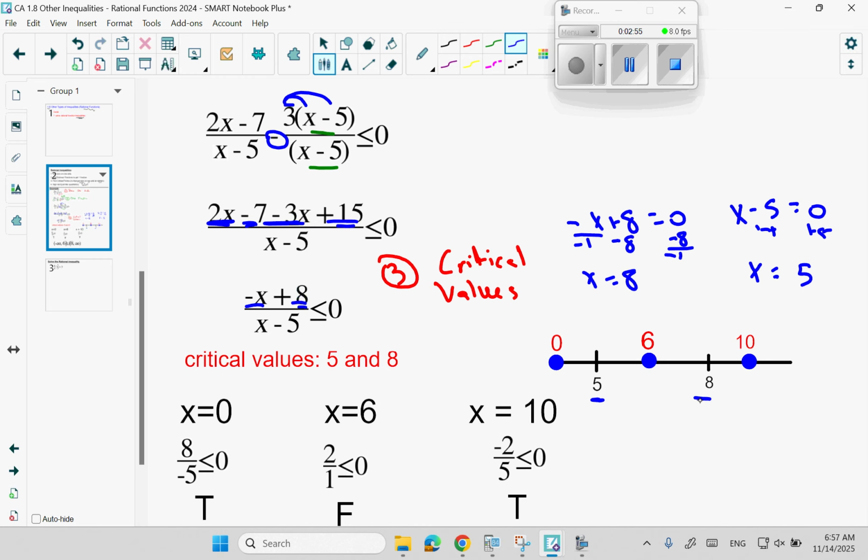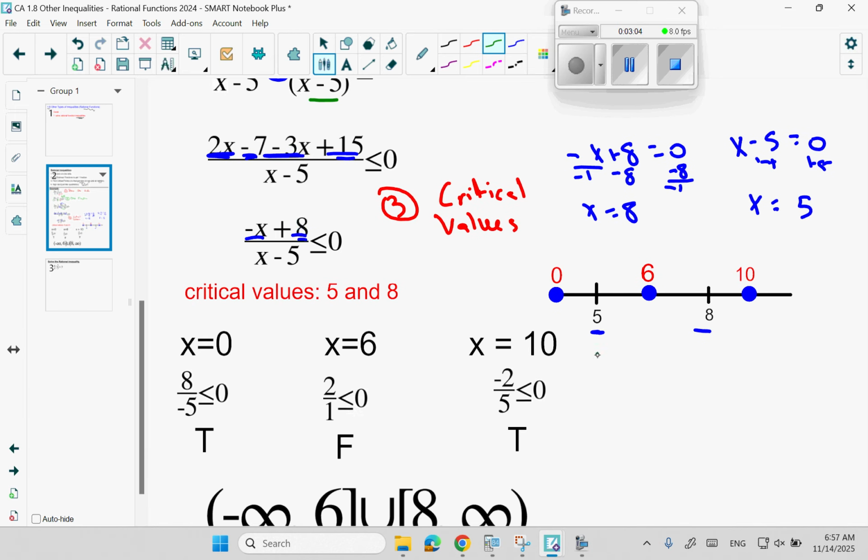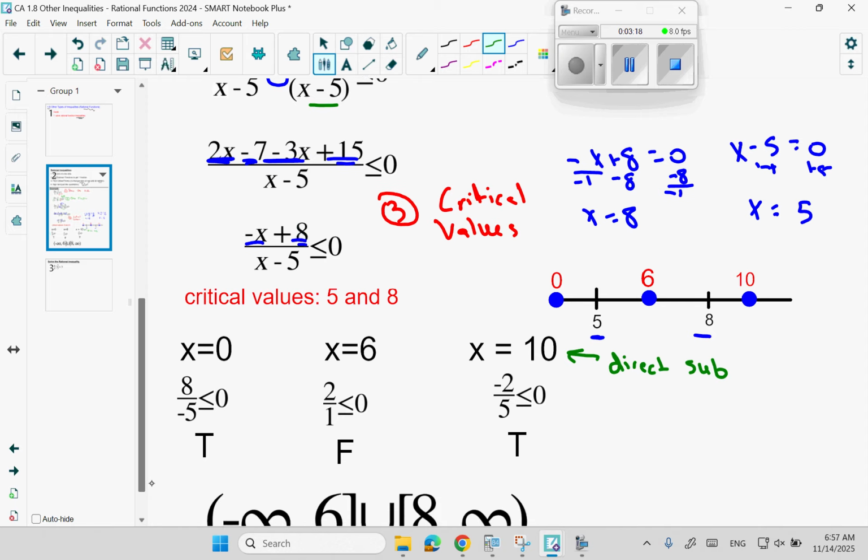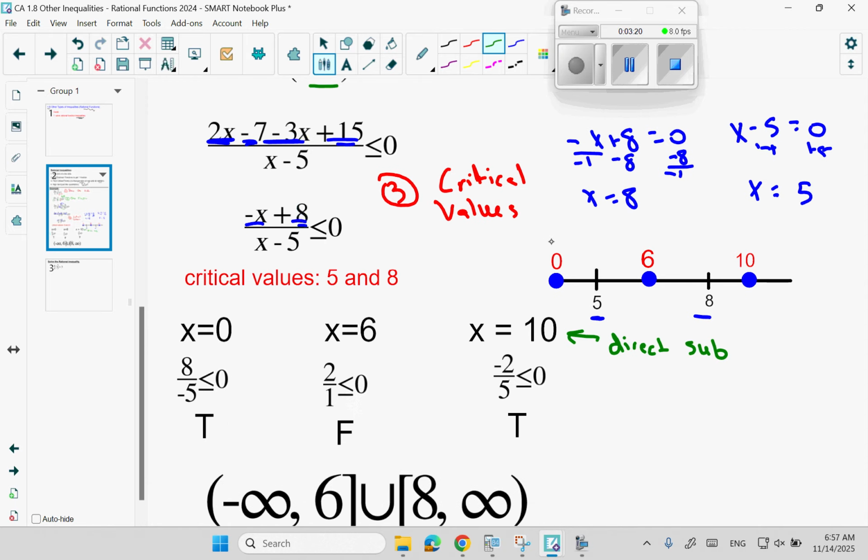And then we need to pick numbers in between those ranges. So I picked 0, 6, and 10. So we can then directly substitute into any instance. You can do it in the original. I did it into this one right here because it's kind of easy if something's bigger or smaller than 0. But any way it works out, we get a true statement for 0, a false statement for 6, and a true statement for 10.